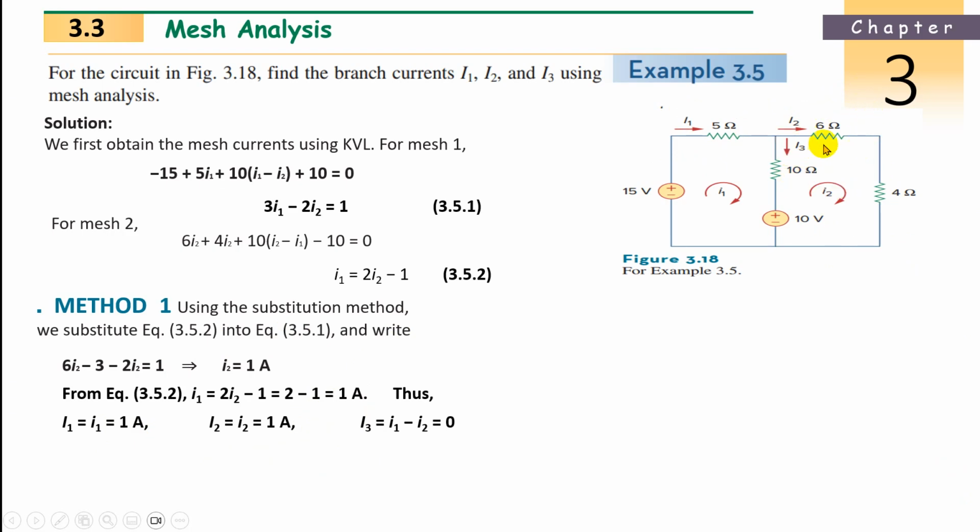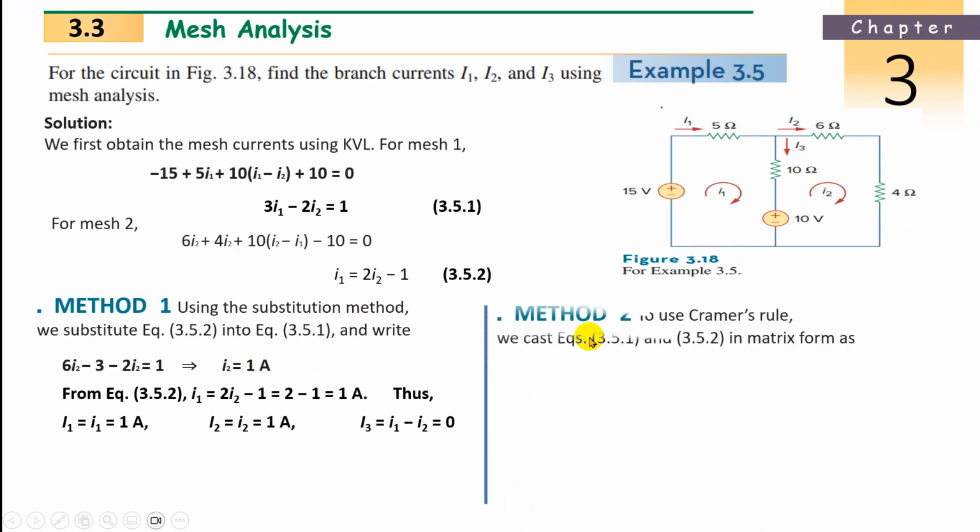Now what is I3? Capital I3, how much? This is the reference point. Current is based upon the loop currents. What is I3? I1 minus I2. What is small I1? 1 ampere. And small I2? 1 ampere. 1 minus 1, 0. So I3 is 0, which means in this branch there is no current. Okay. We can see with Cramer's rule also.